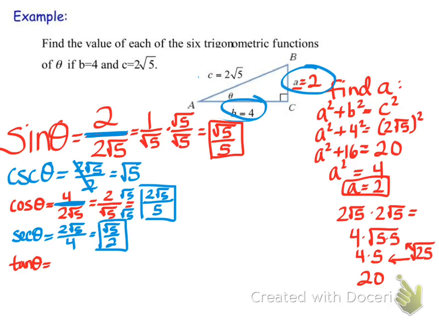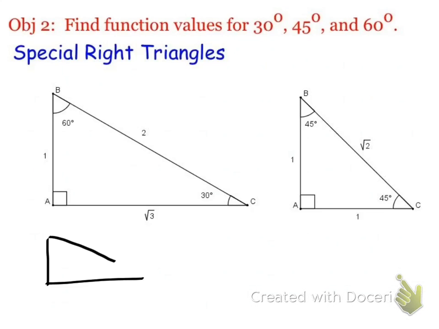Tangent is opposite over adjacent. The opposite side is 2. The adjacent side is 4. So I end up getting 1/2. And of course, cotangent is the reciprocal. So I'm simply going to take the 1/2, since it's nice and simple, and flip it upside down. Cotangent is 2. So I've got my 6 trigonometric ratios. So you should have 6 answers for this, because there's 6 trig functions we'll be working with this trimester.